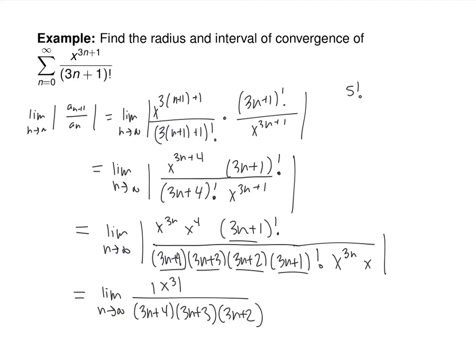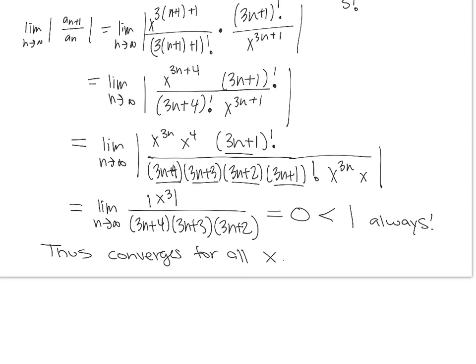So no matter what x is, as n goes to infinity, you're going to have a number divided by something that's getting bigger and bigger and bigger. This limit is equal to 0, which is less than 1 always, no matter what x is. And thus this series converges for all x. Now what that means is that your interval of convergence, I'm going to use IOC for that, is minus infinity to infinity, and your radius of convergence is infinity.